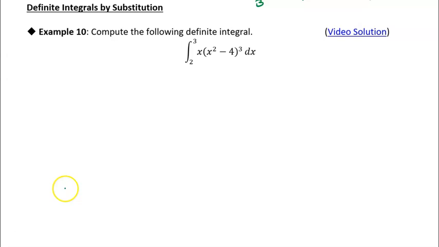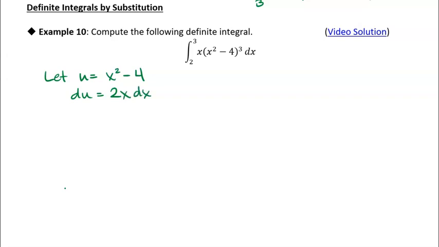All right, so how do we deal with a definite integral where we have limits of integration? Well, what we're going to do is just like what we've done before. We're going to identify an inside function. Let's let u equal... now I see x squared minus 4 inside a power function. So I'm going to let u equal x squared minus 4, and then du is going to be 2x dx.